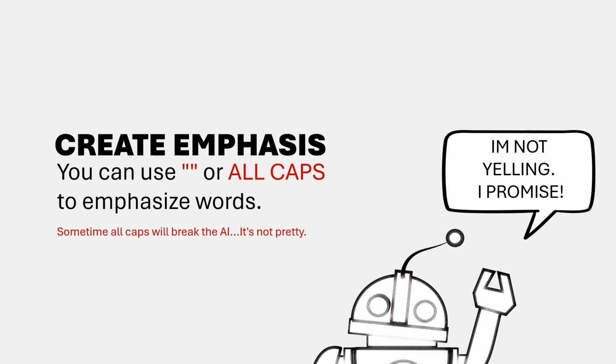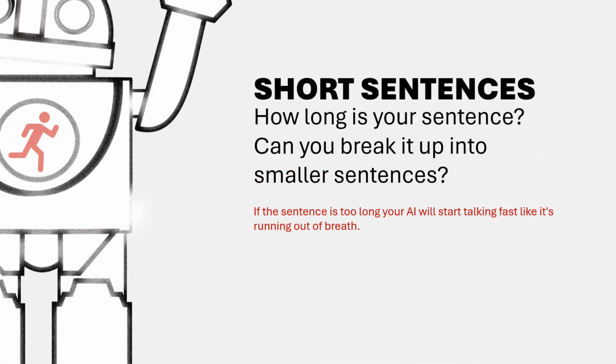There are two easy techniques you can use. First, you can add emphasis to a word by putting quotes around the word. Don't worry about using punctuation in a weird way. No one's going to see it. The second way to add emphasis is writing the word in all caps. You don't need to be concerned that writing in all caps will sound like yelling. It won't.